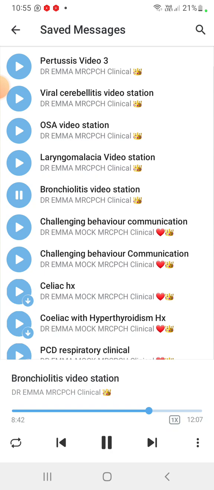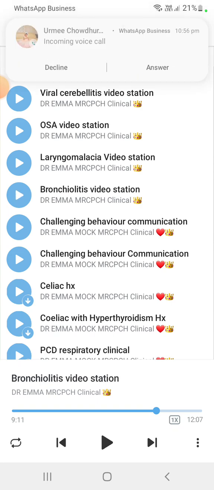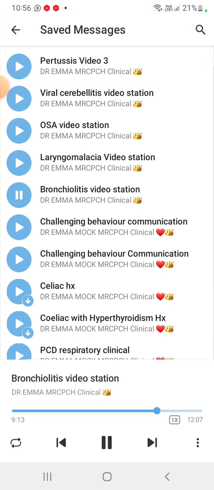What are the criteria for admission of a bronchiolitis patient? Absolute criteria are apnea, diagnostic uncertainty, dehydration, inadequate feeding, and SpO2 less than 92%. And relative: there is coexisting cardiac disease, and if the age is less than 6 weeks.